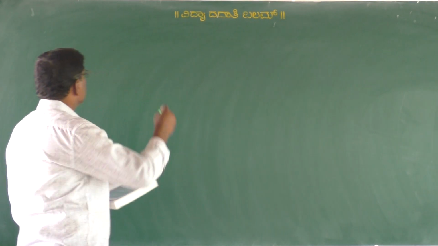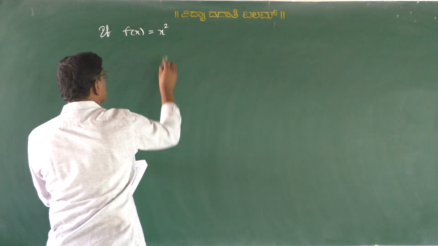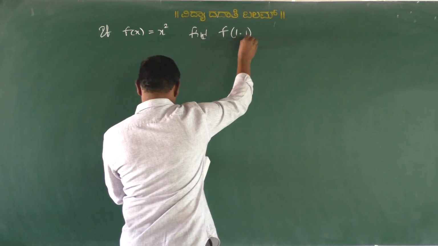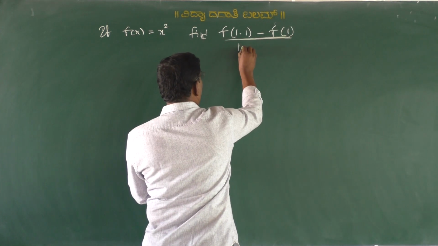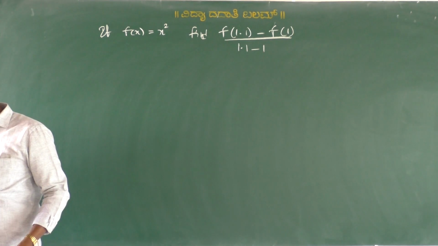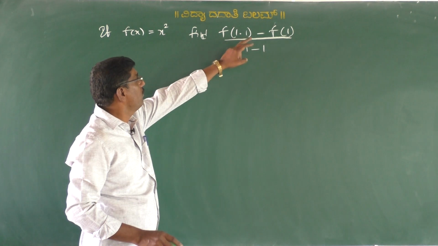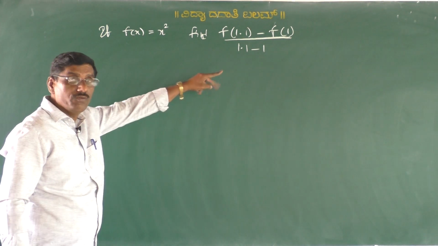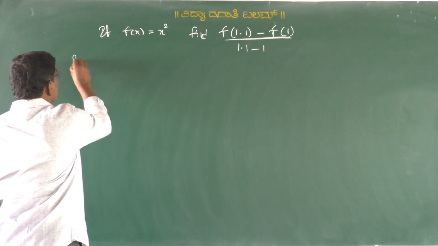If f of x is equal to x square, then find f of 1.1 minus f of 1 divided by 1.1 minus 1. See here, this is important even for the point of CET also, my dear students. He asked to find f of 1.1 minus f of 1 divided by 1.1 minus 1. First we have to find f of 1.1 by using the given function f of x is equal to x square.